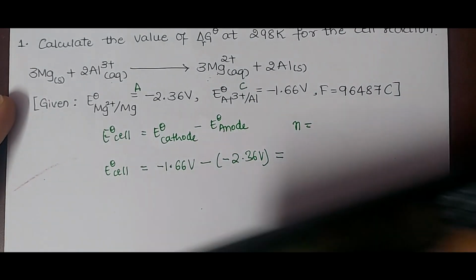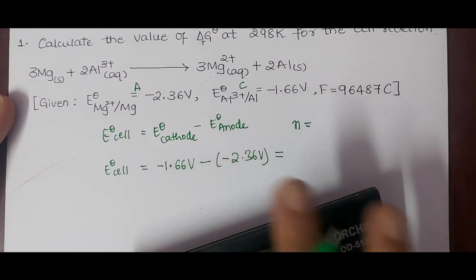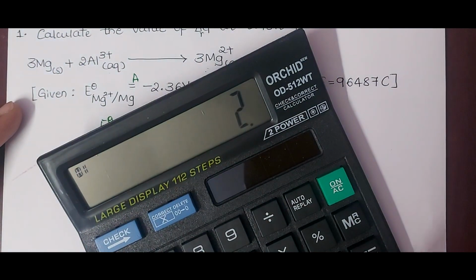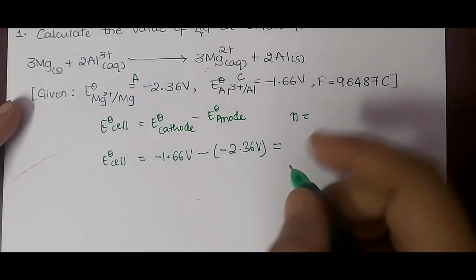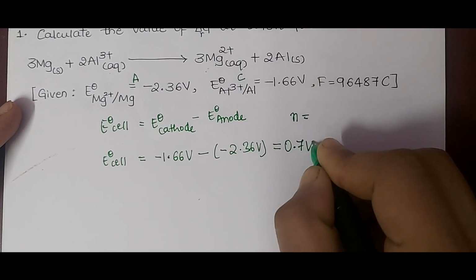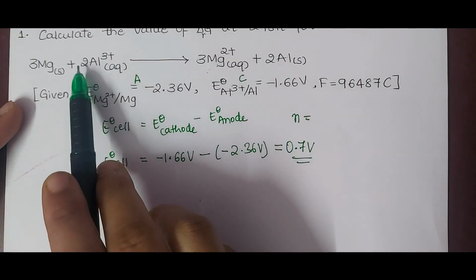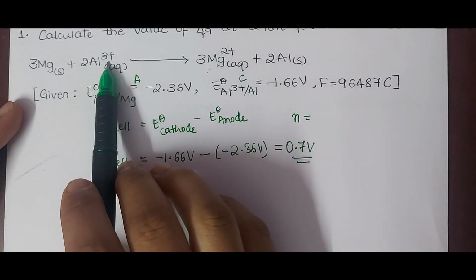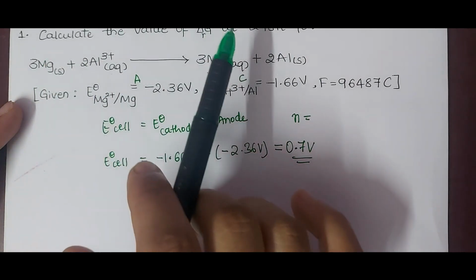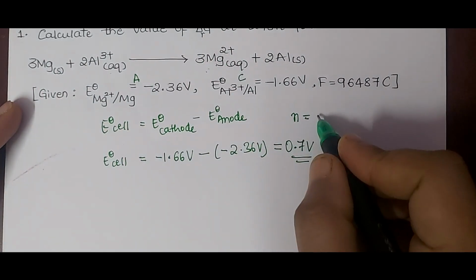Al value is minus 1.66 volt minus of minus 2.36 volt. When we calculate it, minus into minus is plus, so 2.36 minus 1.66 gives 0.7. So E naught cell is equal to 0.7 volt. Now for the number of electrons lost and gained, 3 twos are 6, so 6 electrons are gained here, and 0 to plus 2, 3 twos are 6, so 6 electrons are lost here.